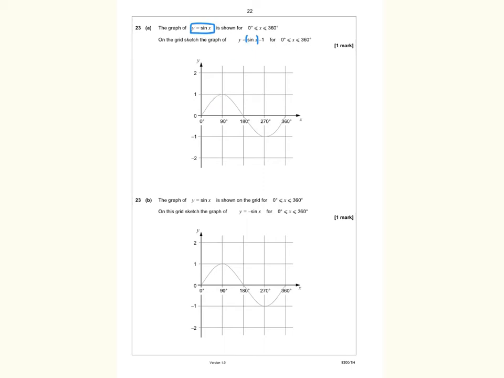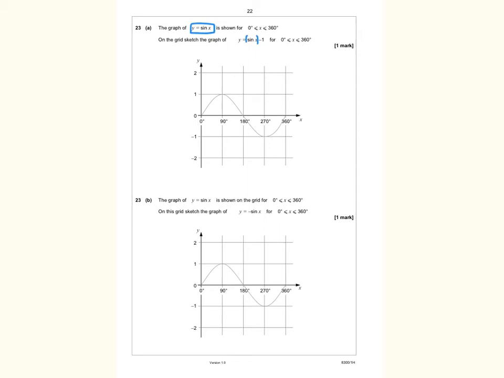But here, I do need to do sine 90 because the x value is 90 here. So sine 90 is 1, but the y value is not 1. I still need to take away 1, and that takes me to 0. So this point would have come here, that point would have come here. Just think about where each of these points will come, and then draw your sketch.